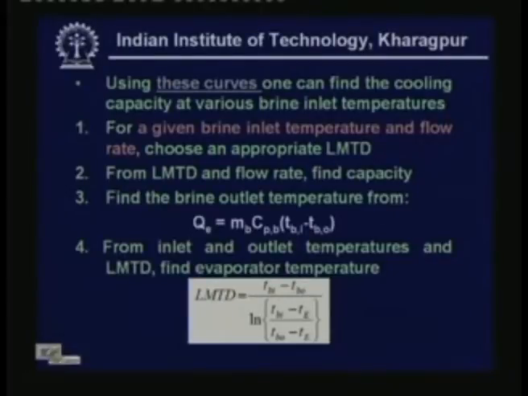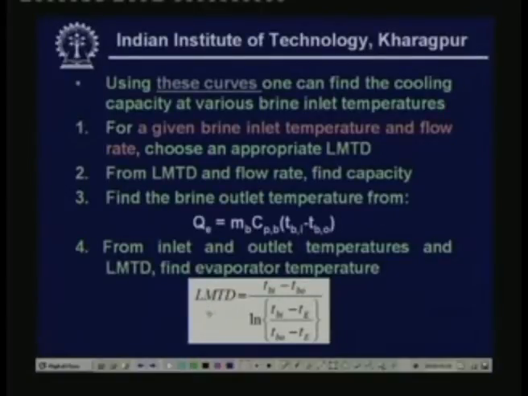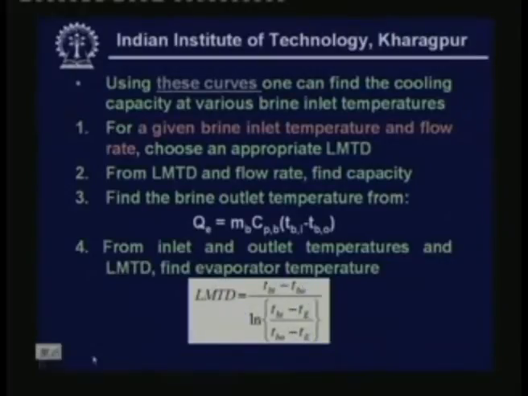As you know, for this brine chiller, the expression for LMTD is like this, where TBI is known to us, TBO is computed, and TE has to be obtained. So this is known to us, there is only one unknown, so you can find out what is the evaporator temperature.